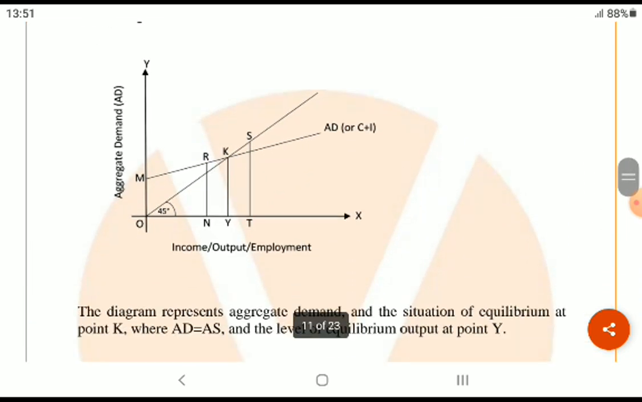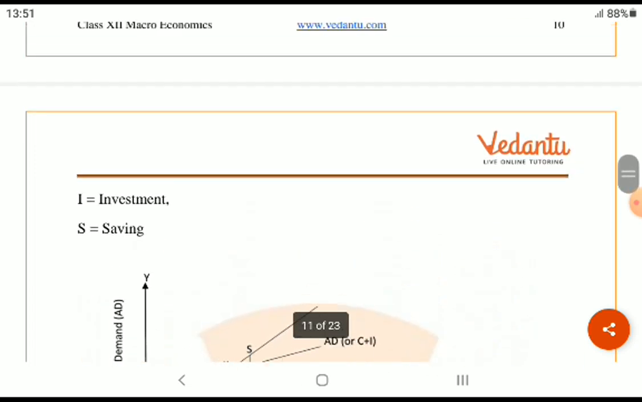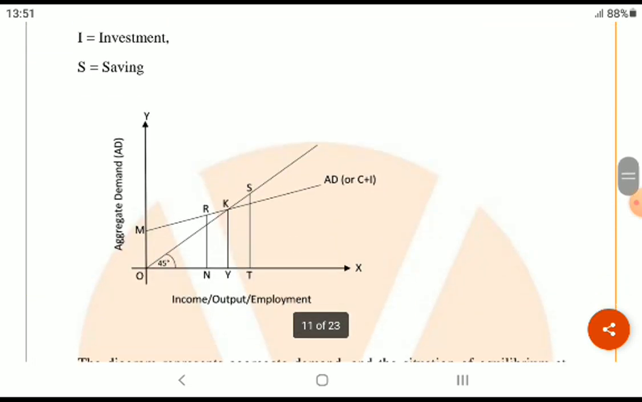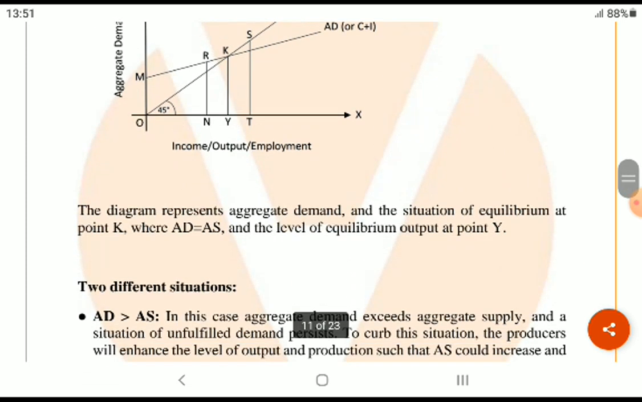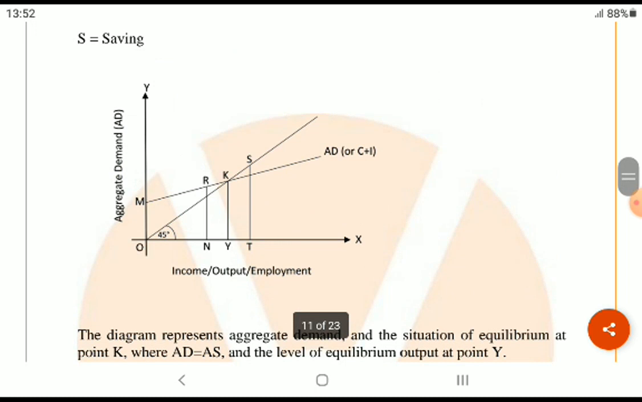So the graph will be like this: the y-axis is aggregate demand, and the x-axis is income, output, and employment. So two lines, AD for C plus I, and AS. This diagram represents aggregate demand and the situation of equilibrium at point K, where AD is equal to AS and the level of equilibrium output at point Y.